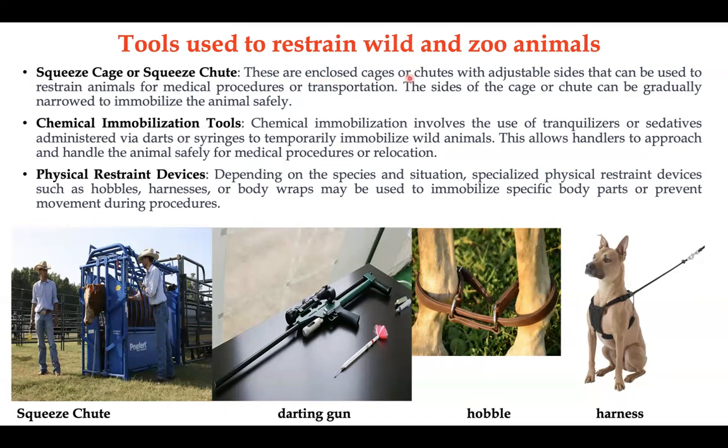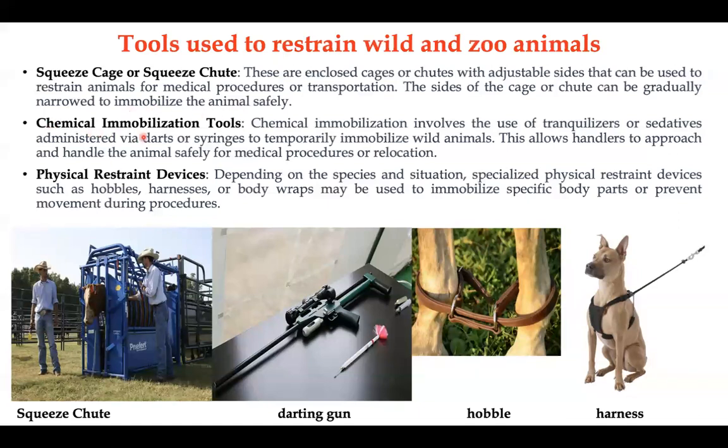These are enclosed cages or tubes with adjustable sides. The sides can be adjusted. There are tubes that can adjust the front as well, so that head movement can be controlled. So depending on purpose, we can modify the chute, to restrain animals for medical procedures or transportation. During transportation as well, chutes are used. The size of the cage or chute can be gradually narrowed to immobilize the animal safely.